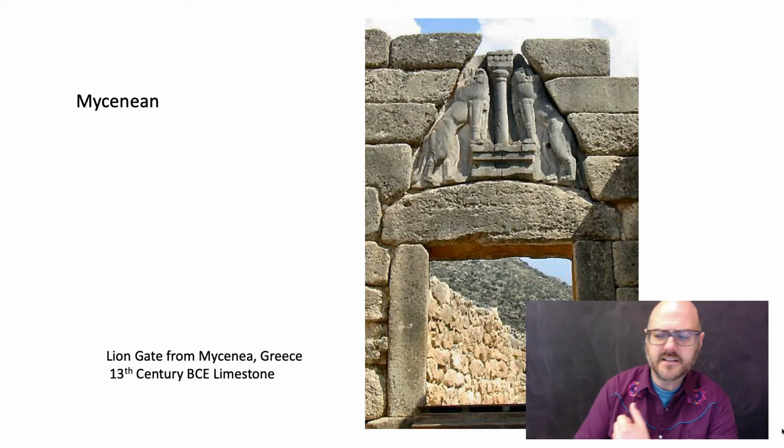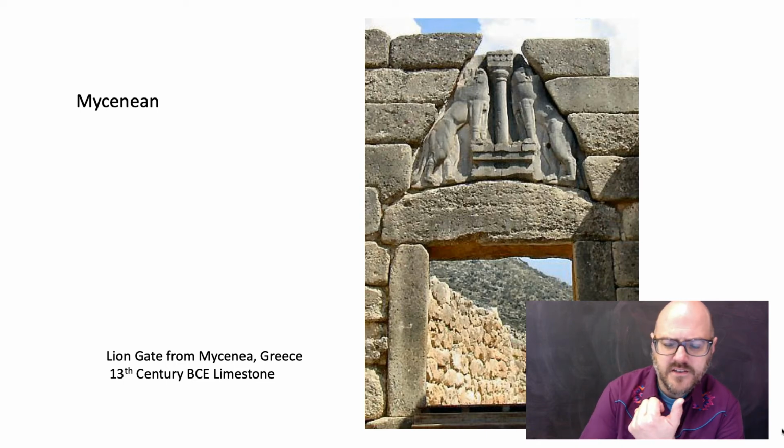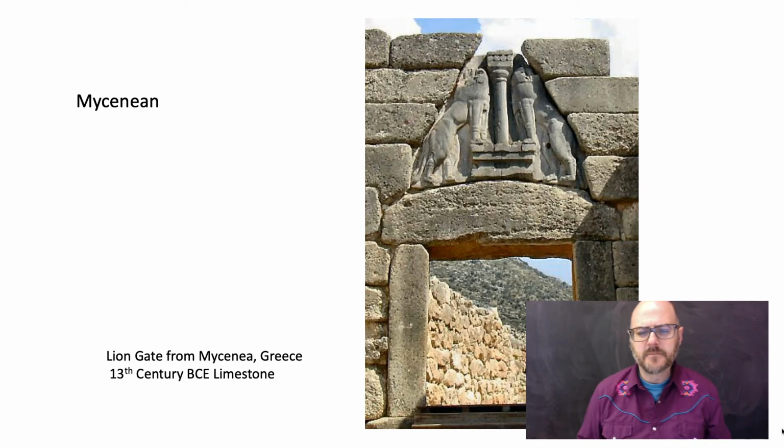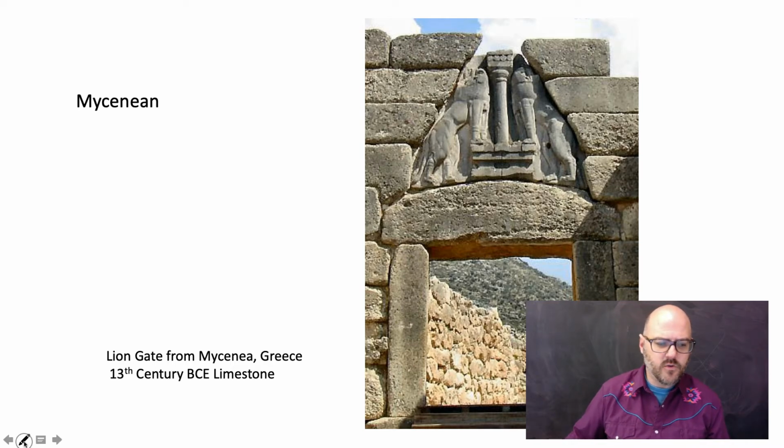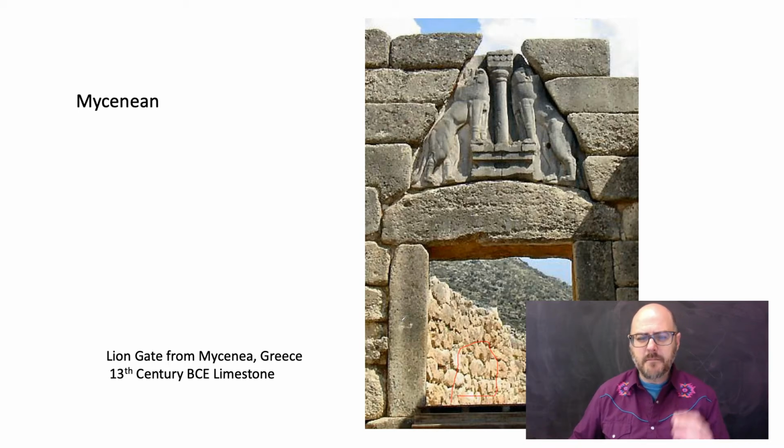And one key distinguishing factor in their artwork and their architecture is what we call Cyclopean architecture. This is architecture created on a grand scale. So if you were to walk into this space, you'd stand about this tall right here. And this is called the Lion's Gate. So these were massive blocks.